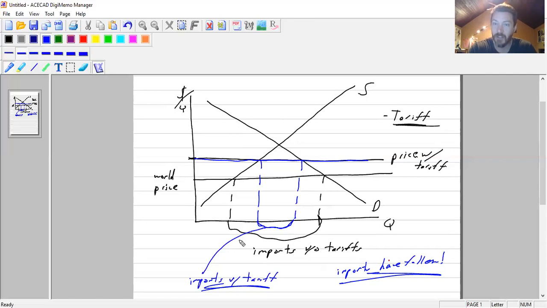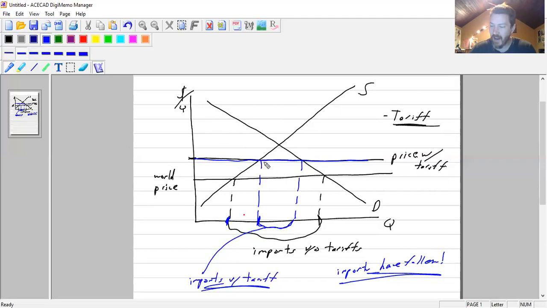It reduces imports, and of course, it increased sales by the domestic firms. See, this was the overall sales by the domestic firms to begin with. Now this is the sales by the domestic firms, right? The sales by domestic firms have increased because of the tariff. The tariff has benefited domestic sellers, right? That's the whole point. So remember, this whole triangle right here was the benefits to society of participating in the global marketplace, but now that triangle has shrunk to this amount.